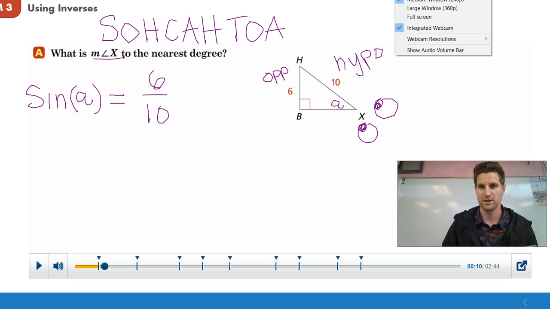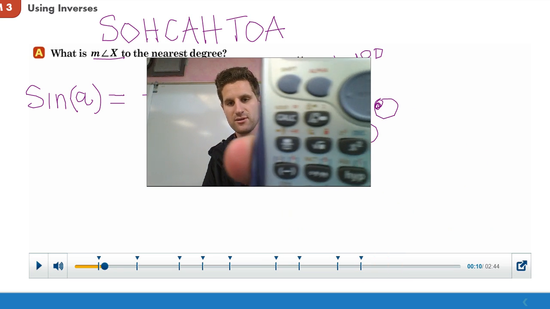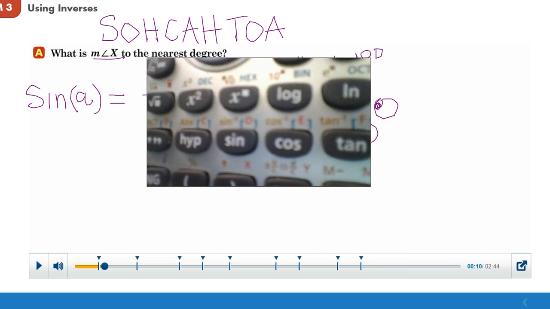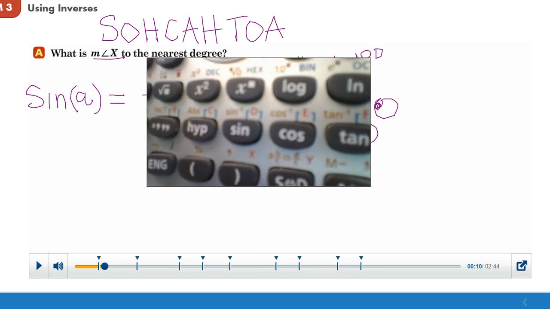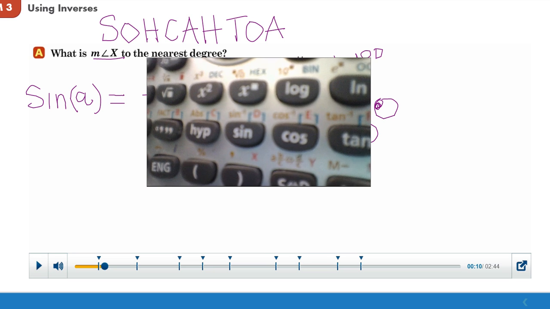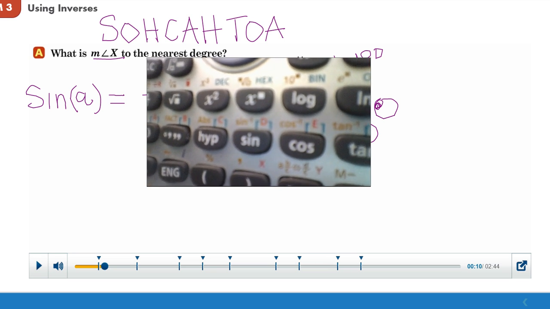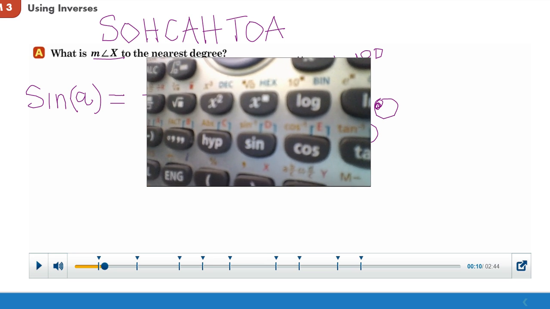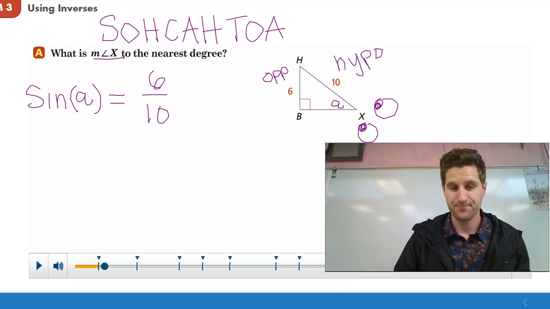So I'm going to expand my picture. If you take a look at my calculator, there's the sine, cosine, tangent. Now right above it, you see sine -1. That's inverse. That undoes or is the opposite of taking a sine. So if you do the inverse of sine, it's sine -1. So let's go ahead and do that.